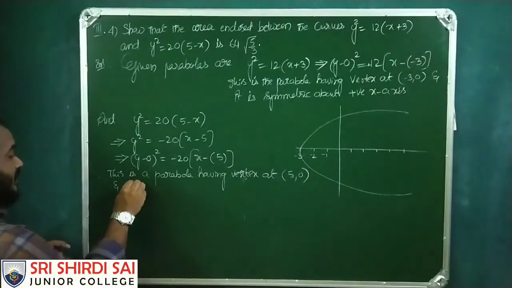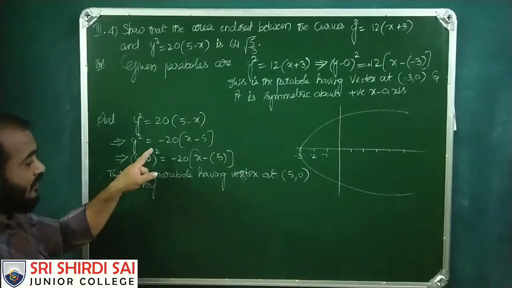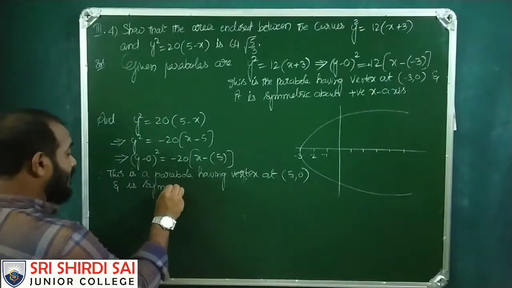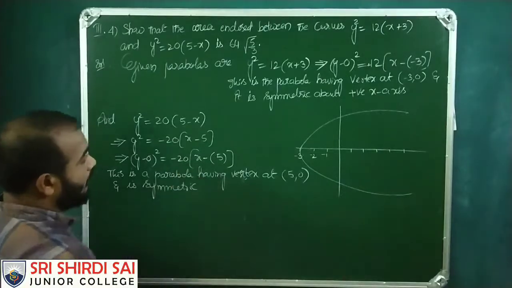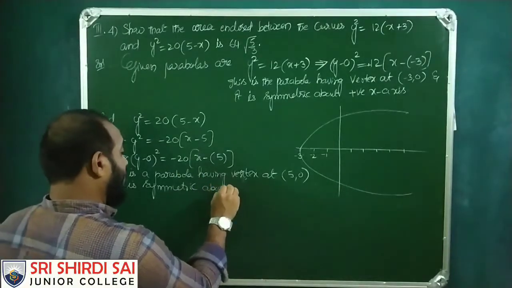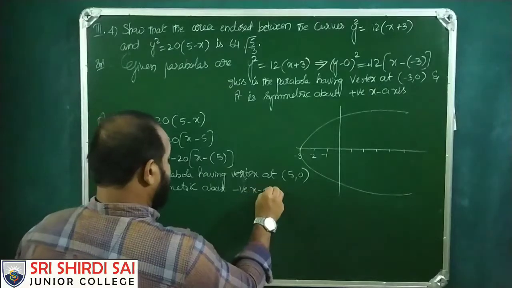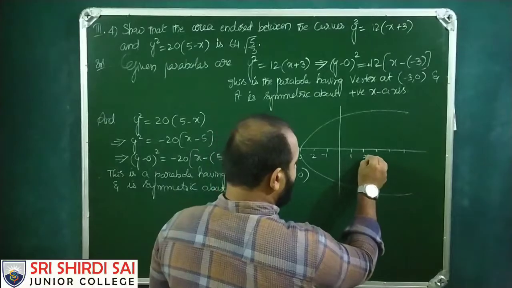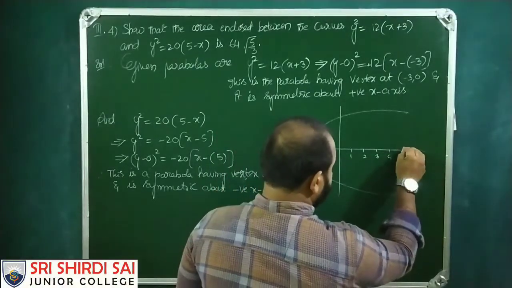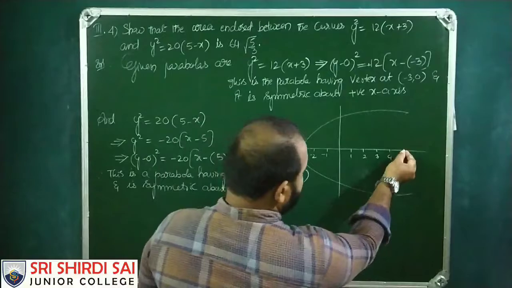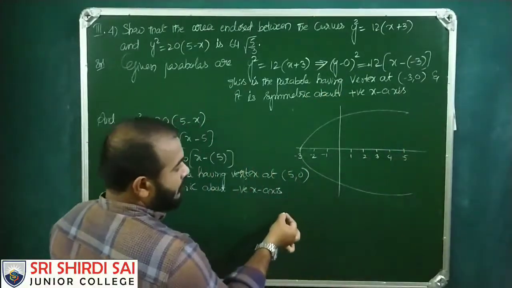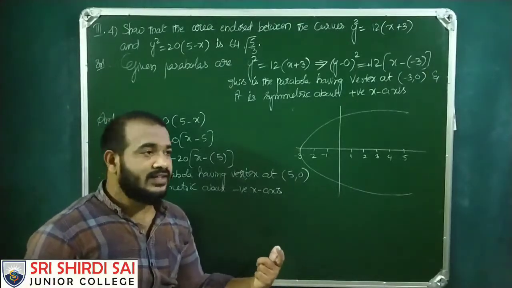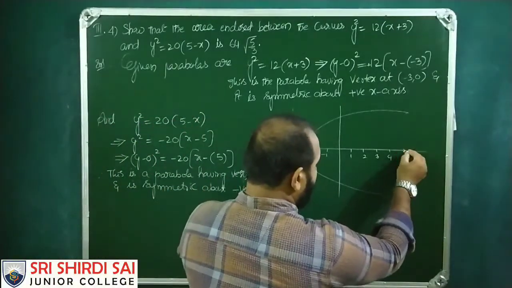And it is symmetric. Here y power is even, so symmetric about x axis. Which x axis? Negative x axis. Symmetric about negative x axis. So that means this is 1, 2, 3, 4, 5. So this is 5, 0. Then this is this parabola. So that means both are intersecting. But intersecting at which point? That is the thing.